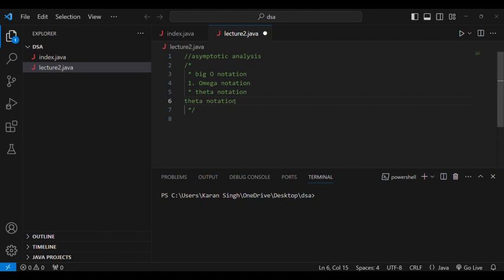So let's arrange these in increasing order. First one is omega notation, then second one is theta, and first one is omega. So we correct this: omega, then theta, and then big O notation.